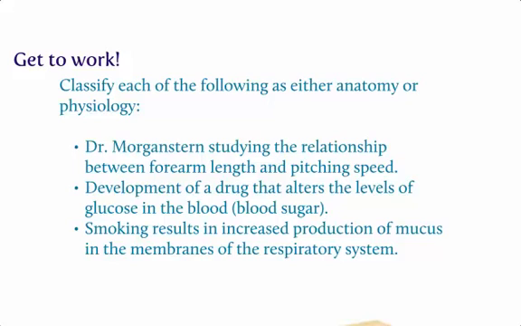Alright, so let's go over these now that you've had a chance to read them. The first, Dr. Morgenstern studying the relationship between forearm length and pitching speed. So we're looking at the length of the forearm. That is a structural relationship with this function, or the ability to pitch a ball. So that's going to be anatomy, because it's looking purely at the structure and its relationship to the function.